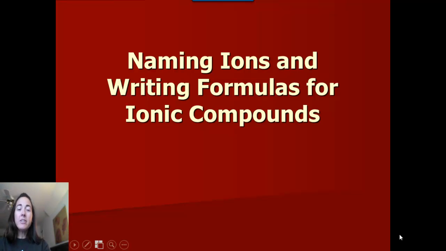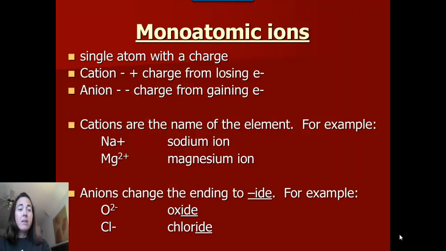Now that you've learned how to do the crisscross method to write formulas for ionic compounds, I want to show you today how to go about naming them. Let's review the monoatomic ions first. The prefix mono means one, so a monoatomic ion has one atom with a charge.